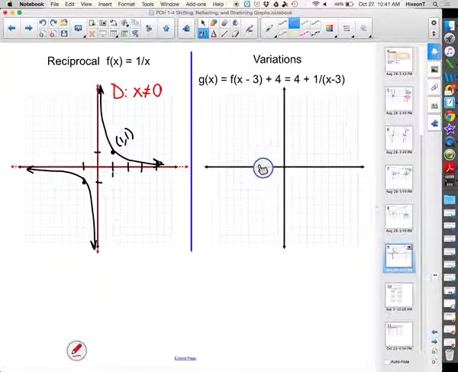All right, so now we have this situation here. We have our variation on this function, f of x minus 3 plus 4. Or in other words, 4 plus 1 over x minus 3, if you want to write it like this.